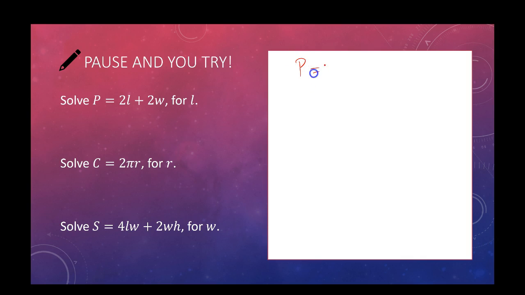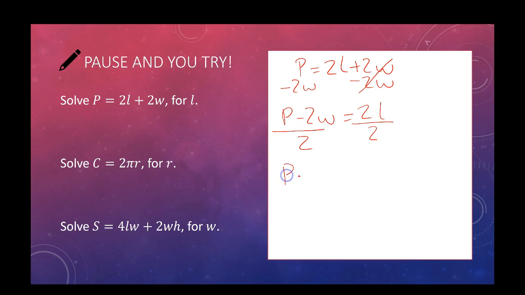All right, looking at the first one, I want to get L by itself. So you would subtract this whole 2W first to get P minus 2W equals the 2L. Oops, sorry, not T. Okay. Then I would divide by this 2, and you get P minus 2W all over 2 equals L. All right, not a terrible one.